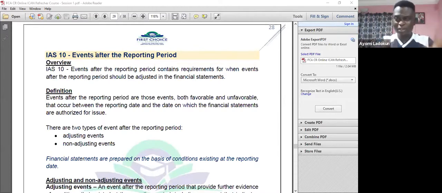So let's take a look at the second one. That's non-adjusting events. Now, what is IAS 10 saying around here? Non-adjusting events are those events that are indicative of conditions that arose after the balance sheet date. They are indicative of conditions that arose after the end of the reporting period. So that's what we call a non-adjusting event.